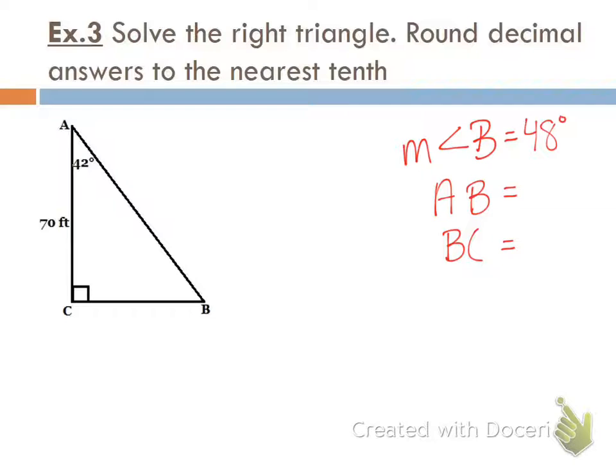Okay, so we could go ahead and label that. From there, you have some choices. You are going to have to use a trig function, but you need to pick which angle you're going to use as your reference angle. It has to be one of the acute angles. And then you have to pick which side you want to find first, AB or BC. So which angle do you want to use as your reference angle?